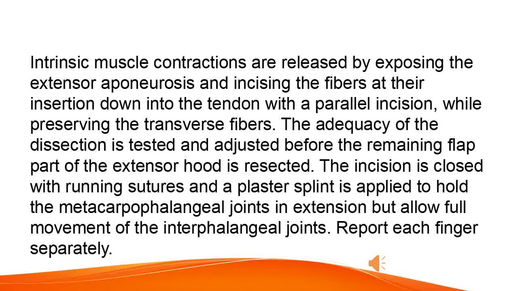Intrinsic muscle contractions are released by exposing the extensor aponeurosis and incising the fibers at their insertion down into the tendon with a parallel incision, while preserving the transverse fibers. The adequacy of the dissection is tested and adjusted before the remaining flap part of the extensor hood is resected. The incision is closed with running sutures and a plaster splint is applied to hold the metacarpophalangeal joints in extension but allow full movement of the interphalangeal joints. Report each finger separately.